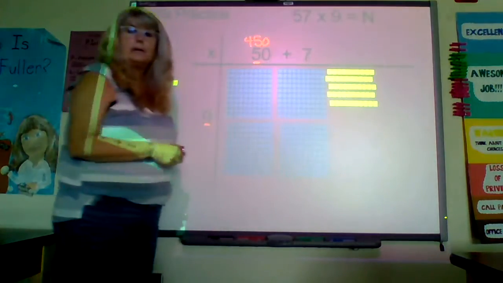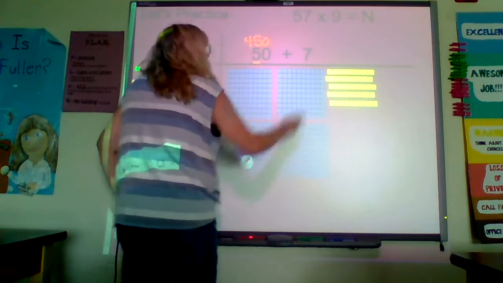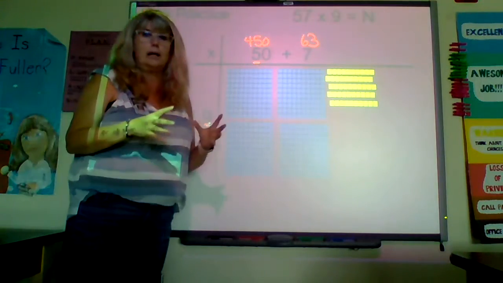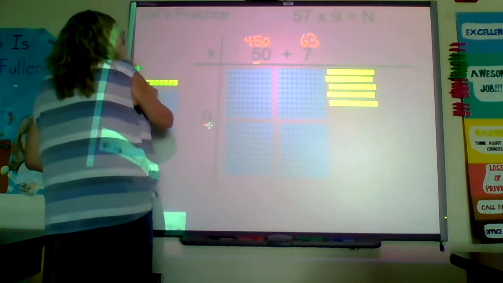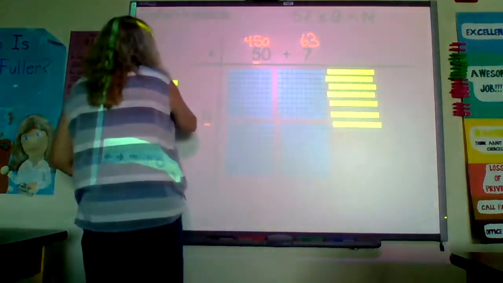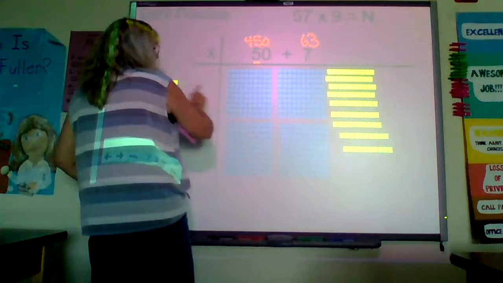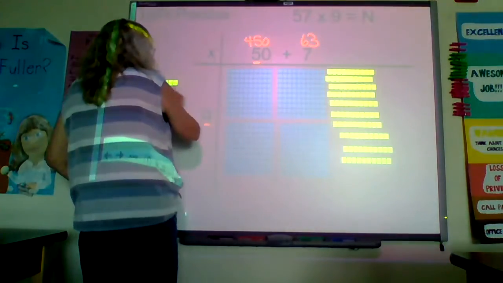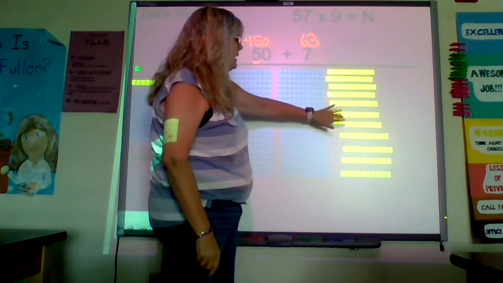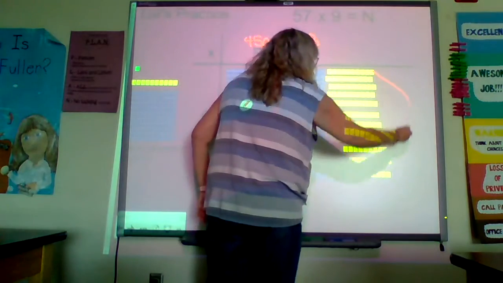Okay, now I'm going to multiply 9 times 7, and we know 9 times 7 is 63. So I'm going to bring over 6 rods, 6 groups of 10, and 3 units. 1, 2, 3, 4, 5, 6. 1, 2, 3, 4, 5, 6, 7, 8, 9, 10. Wow, I know right there I have 10.